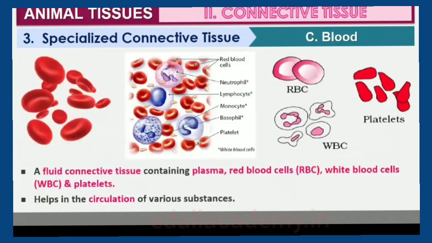Blood is a fluid connective tissue containing plasma, red blood cells (RBC), white blood cells (WBC), and platelets. It is the main circulating fluid that helps in the transport of various substances. You will learn more about blood in chapters 17 and 18.